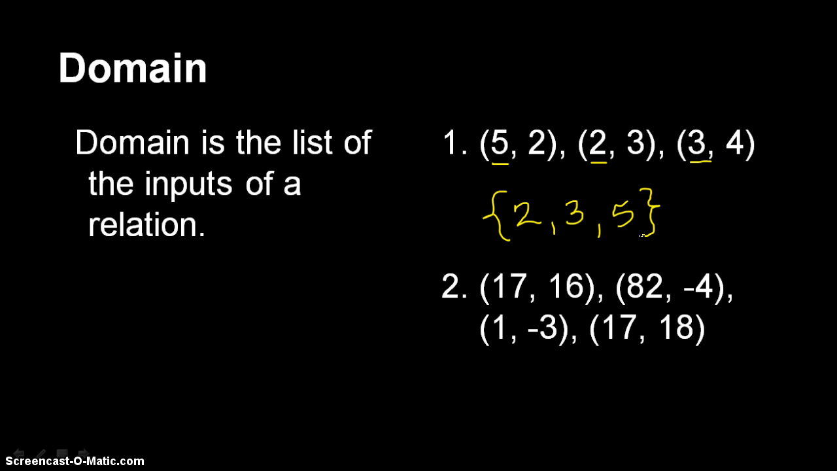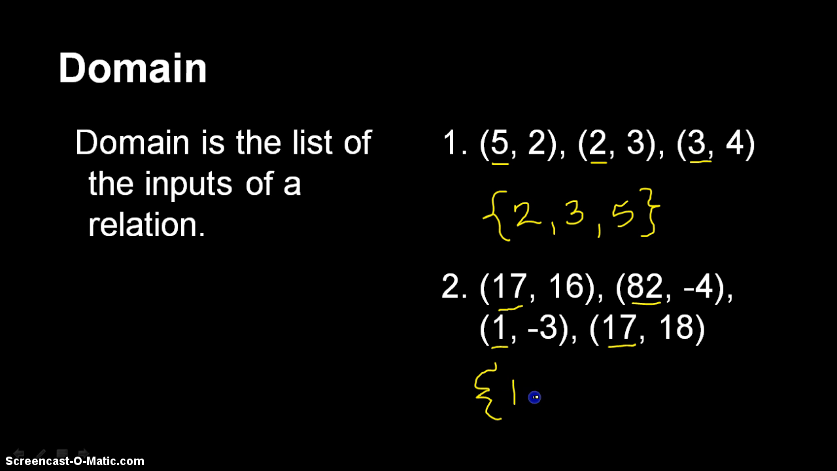In this next example, the ordered pairs are 17, 17, 16, 82, negative 4, 1, negative 3, and 17, 18. Here we have 17 as part of the domain, 82, 1, and 17. Please note that 17 is twice in there as part of the domain. However, when we list it off, we will only list it once.